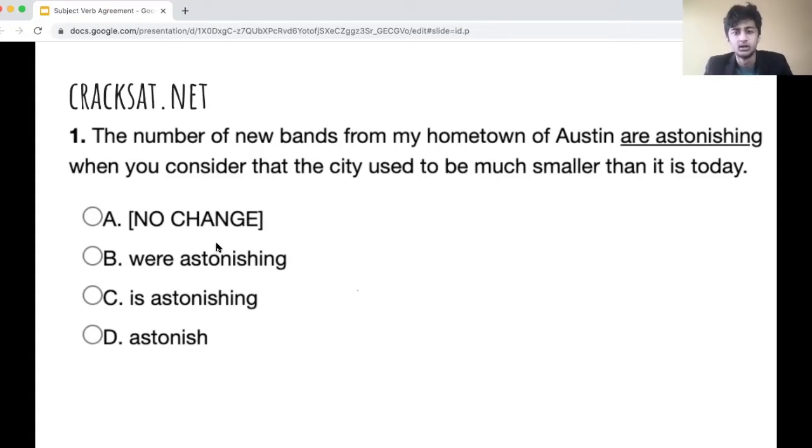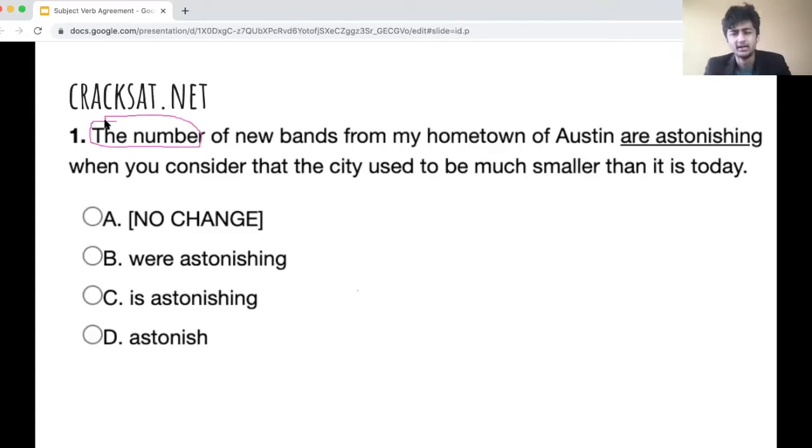So let's start. So number one, the number of new bands from my hometown of Austin are astonishing when you consider that the city used to be much smaller than it is today. So I'm going to walk you through this one and then try to do the next ones on your own. But for this one, remember the process. First, identify the subject. In this case, the subject is the number.